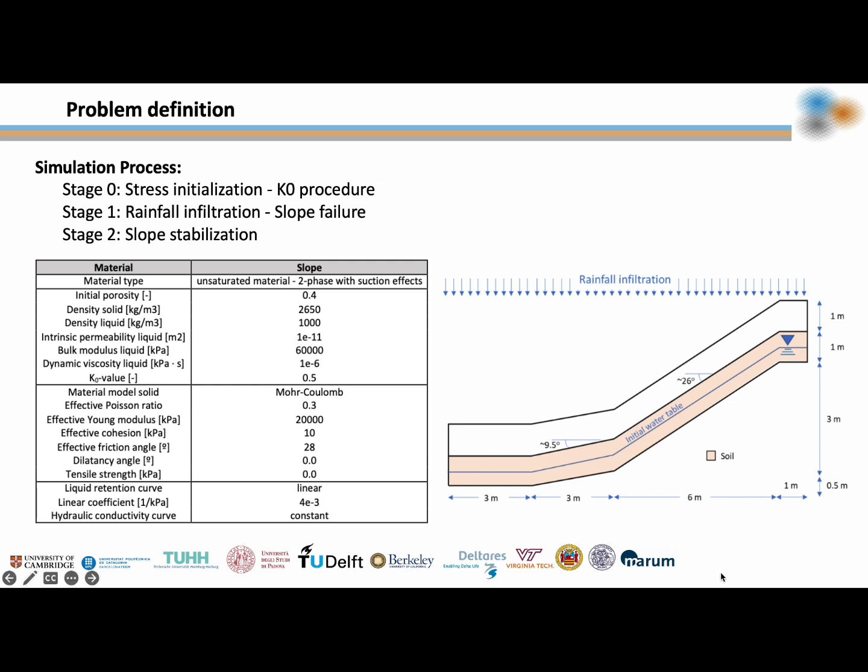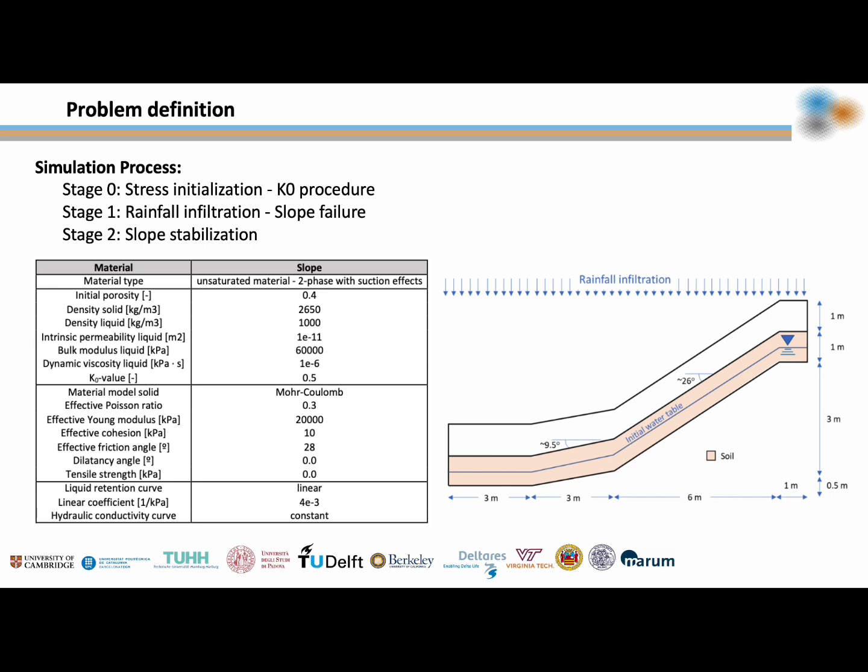The Flume test model configuration consists of the slope decided with two different angles and an initial groundwater table. The analysis consists of 3 stages. First is initialized stress, where we use the K9 procedure to generate the initial stress and the water pressure.